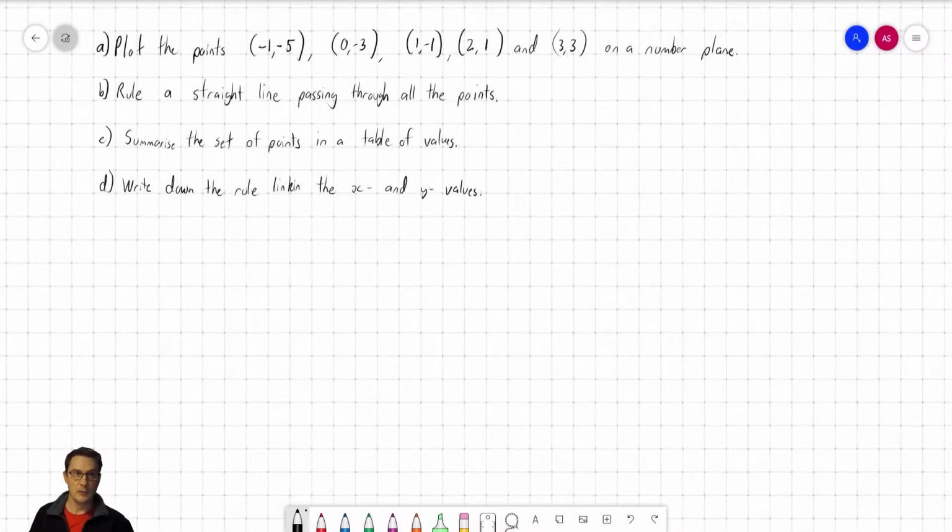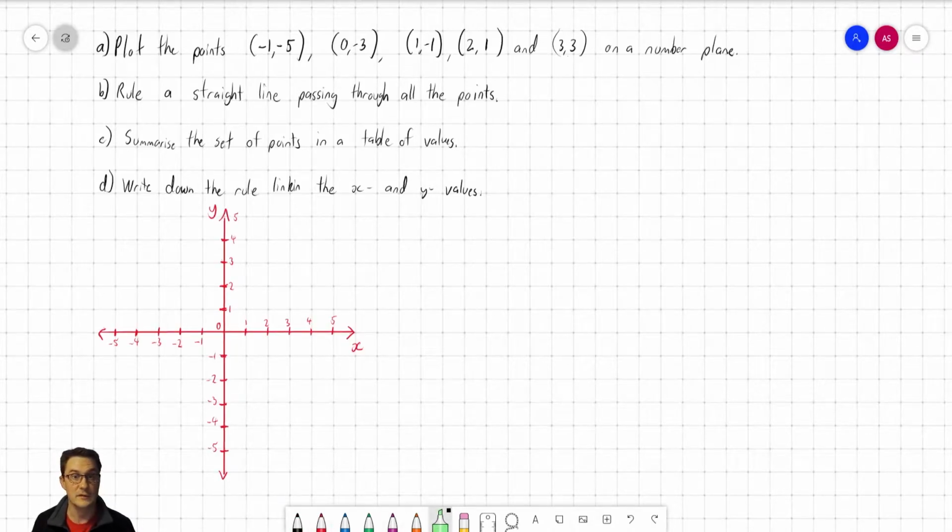Hey, amazing people. We've got another example here with plotting points. And the points we've got to plot here are -1 and -5, 0 and -3, 1 and -1, 2 and 1, and 3 and 3. And what we've got to do is plot these onto a number plane. Let's start by drawing a number plane.